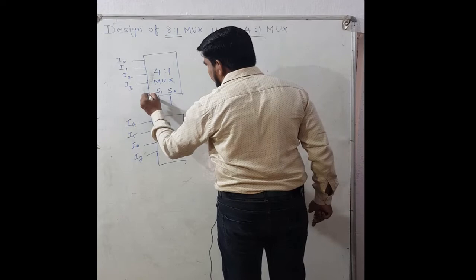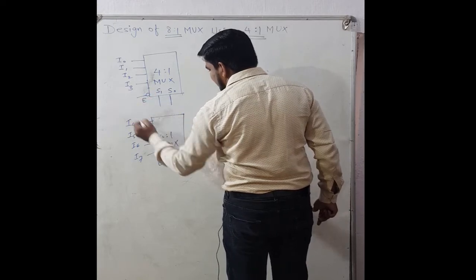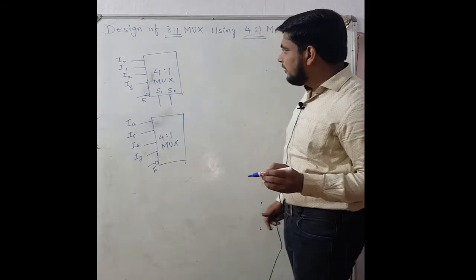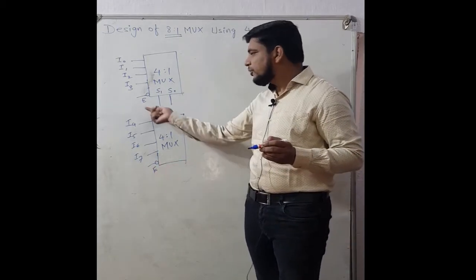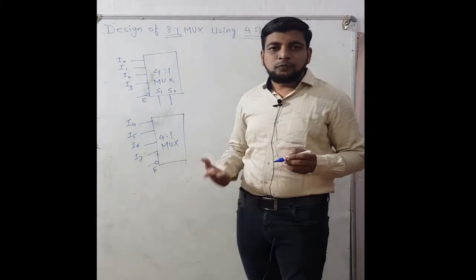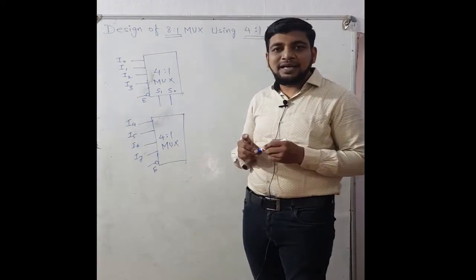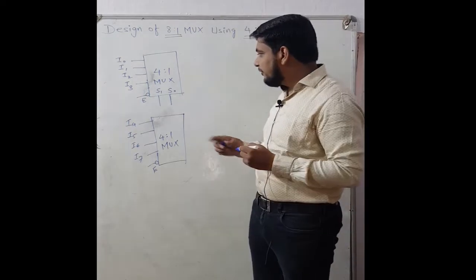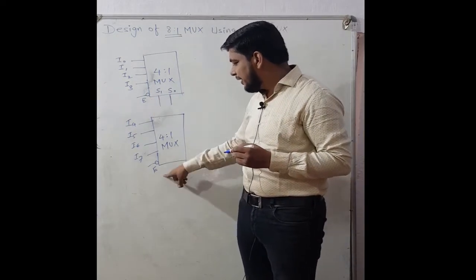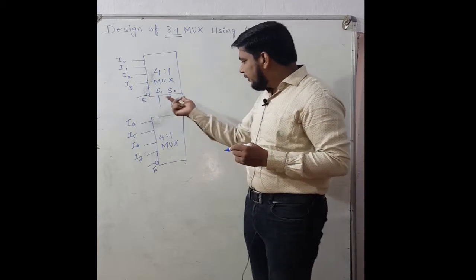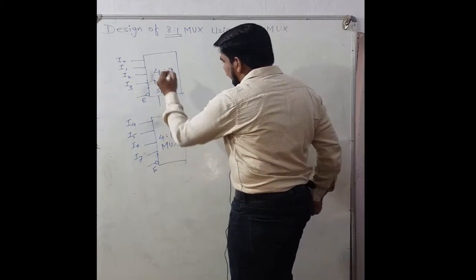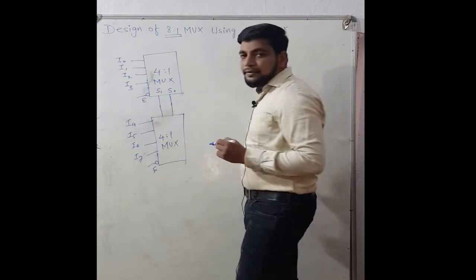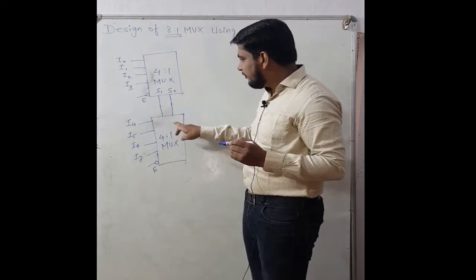We know that this is the strobe input, or we are calling it as enable. We have seen in the last video that this enable input or strobe input is used for 2 purposes. One is for enabling the IC and second for the cascading purpose. So, here we are going to make use of this enable input. We know that there are 2 select lines for 4:1 multiplexer. We will make these 2 select lines common for these 2 multiplexers.